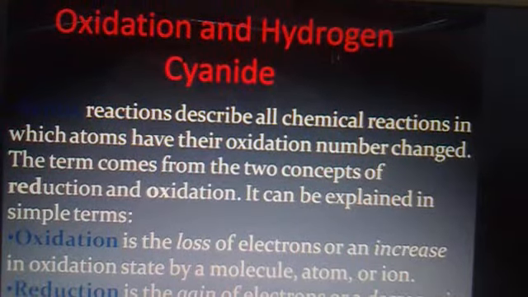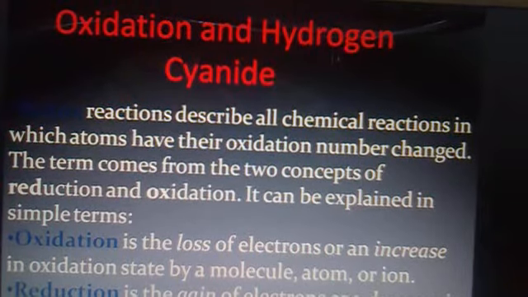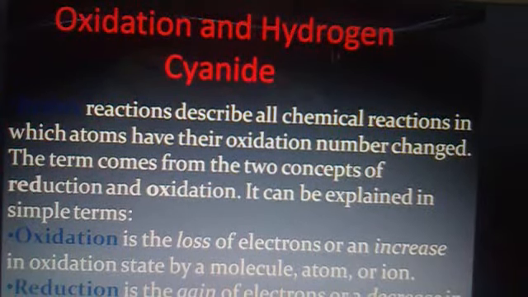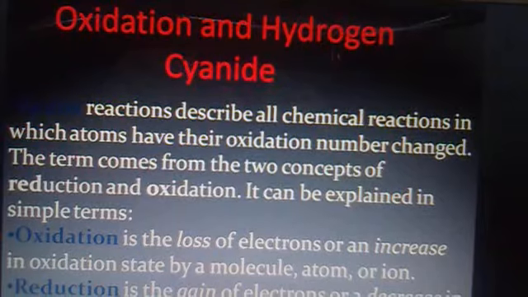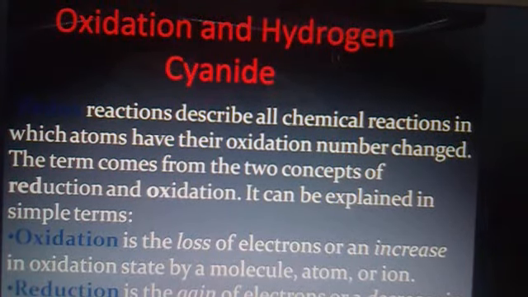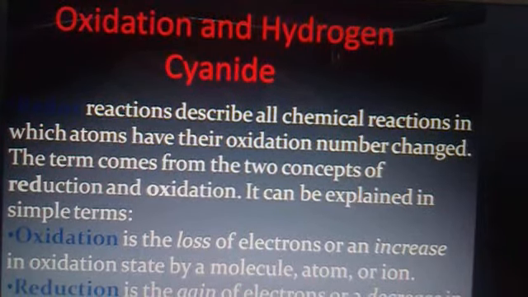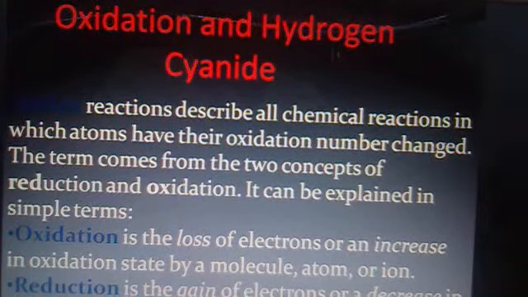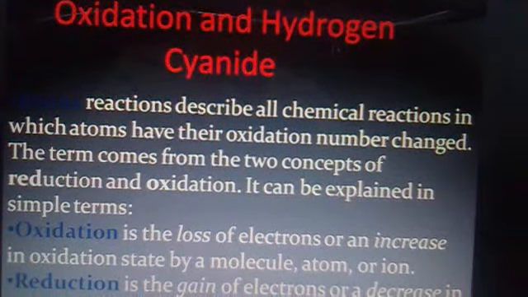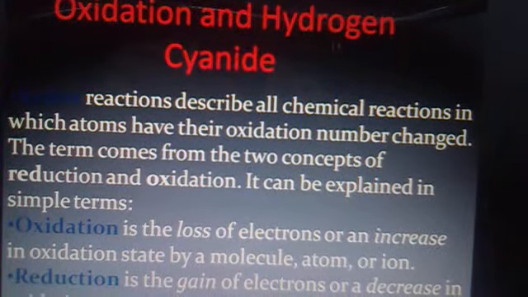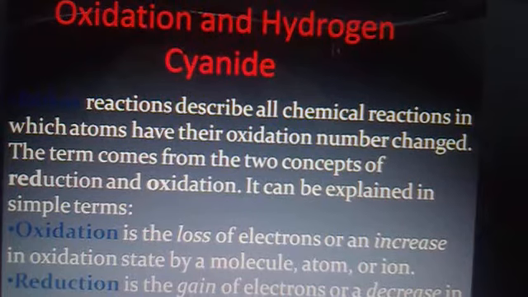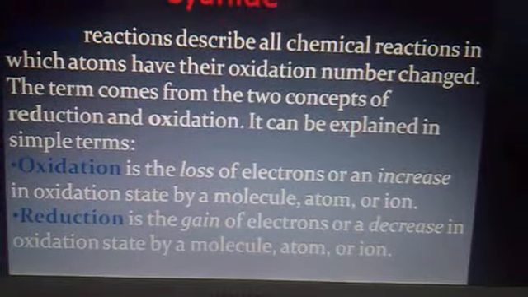Connection 3. Oxidation and hydrogen cyanide. Redox reactions describe all chemical reactions in which atoms have their oxidation number changed. The term comes from the two concepts of reduction and oxidation. It can be explained in simple terms. Oxidation is the loss of electrons or an increase in oxidation state of a molecule, atom, or ion. Reduction is the gain of electrons or a decrease in oxidation state of a molecule, atom, or ion.